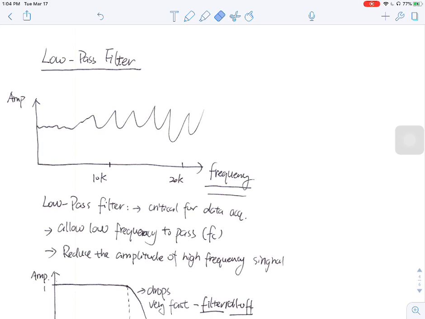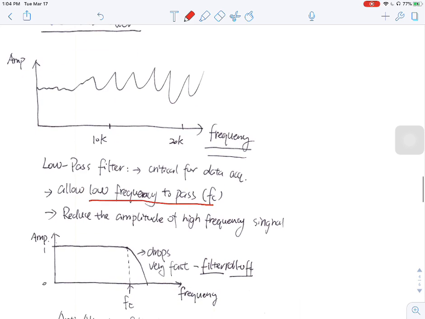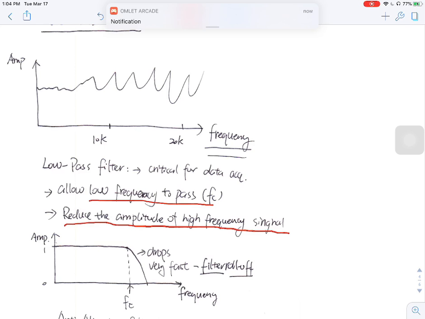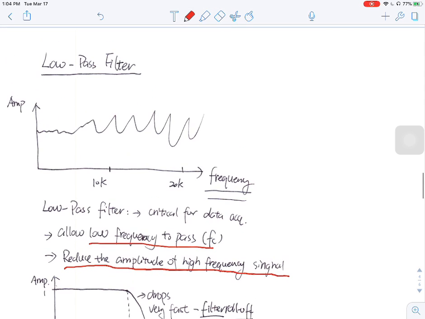So it only allows the low frequency to pass, and it reduces the amplitude of high frequency signals. What does that mean? Here's a plot. On this axis, it's the amplitude of a signal. And in this direction, it's the frequency of a signal.